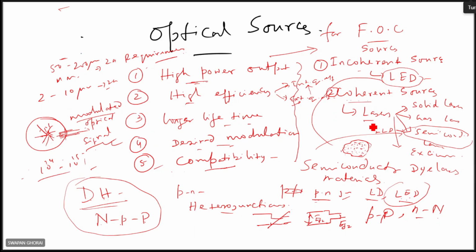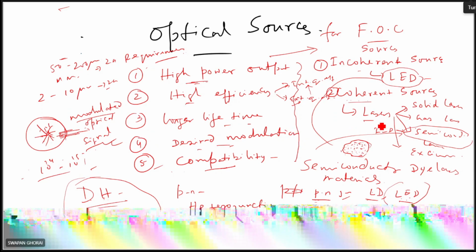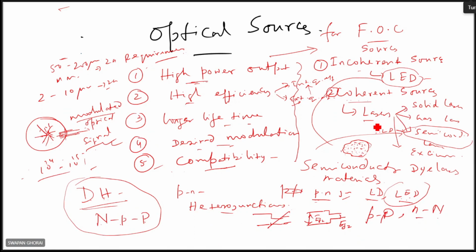Just before that, let's see more about coherent sources. Before that, you see the lasers. Lasers are coherent sources. And among the lasers, there are various types, like solid lasers, say Nd glass, Nd YAG, ruby lasers. Other solid lasers are also there, but these are the important lasers.